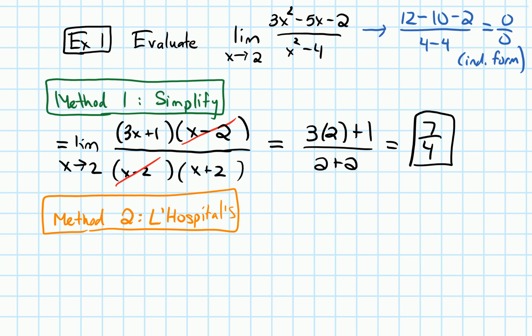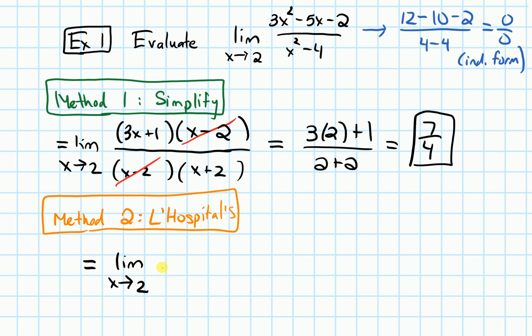Okay. So using L'Hopital's rule, first off, I can apply L'Hopital's rule because I had a limit of the form 0 over 0. And that's one of the forms I can use L'Hopital's on. The other being plus or minus infinity divided by plus or minus infinity. Okay, so L'Hopital's rule says we'll get the limit as x approaches 2.